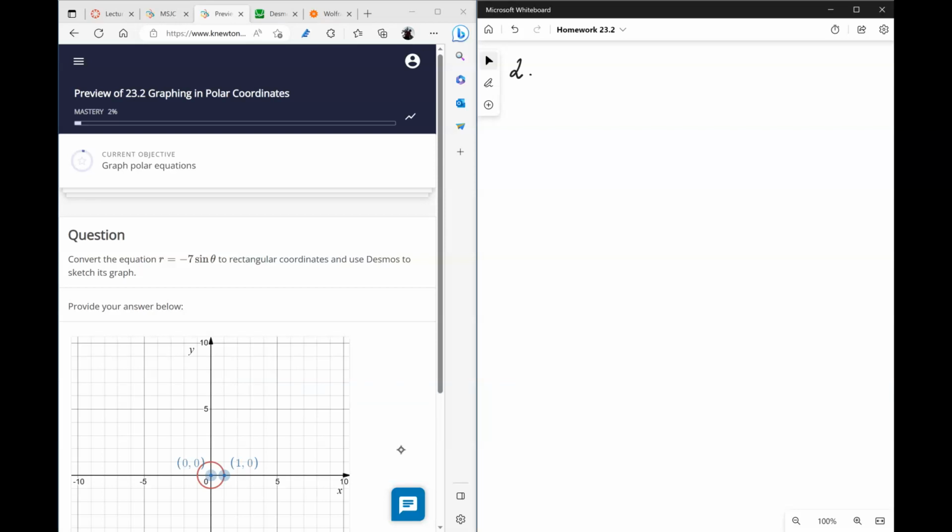Alright, so next we are going to convert this equation to rectangular coordinates. And we're going to do that by multiplying both sides by r. So we have r squared equals 7r sine theta. Then we're going to recall the fact that r sine theta is y, and also that r squared is x squared plus y squared. So here's what we get.